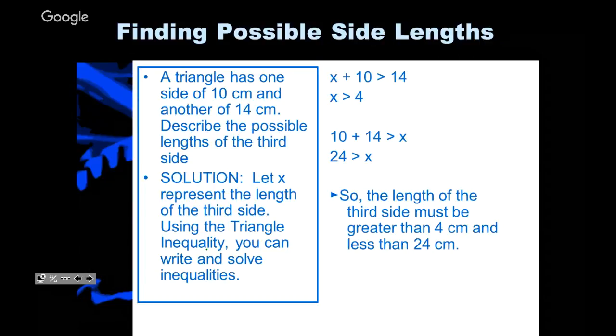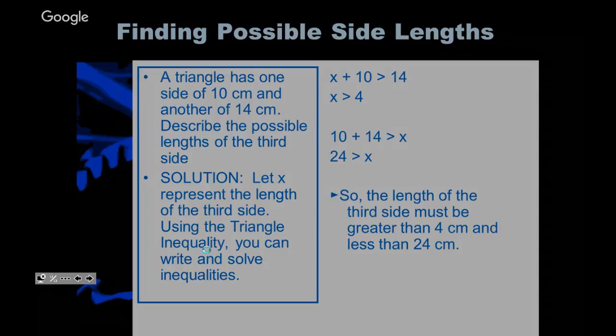We don't include 4, we don't include 24, but anywhere in between. So 5, 6, 7, 8, 4.2, 23.9999. All those are good possibilities. Those will all work as a solution. So we see we can get two answers. So you will have to do this on your homework. Make sure you pay attention to it.